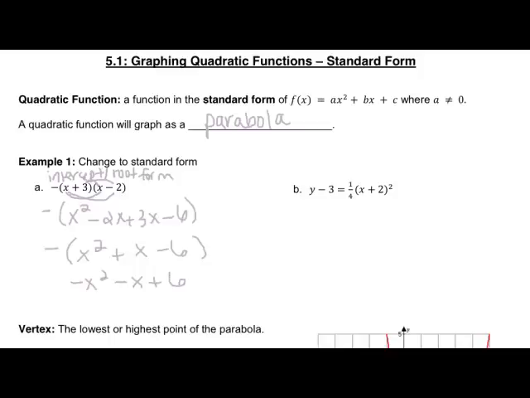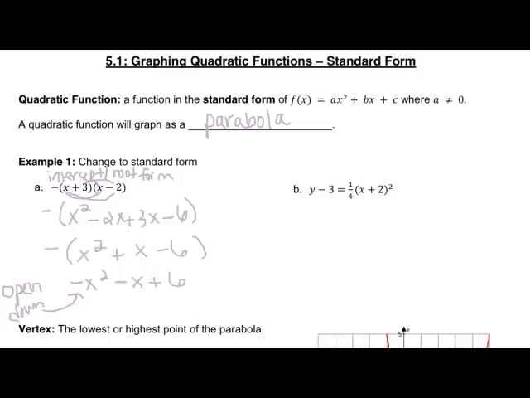This function is now in standard form because it's in the form ax squared plus bx plus c. Now, in order to determine whether our parabola is going to open up or down, we look at the coefficient in front of our x squared term. If we notice here it is negative, so this tells us that our parabola is going to open down. If it's positive, it's going to open up.